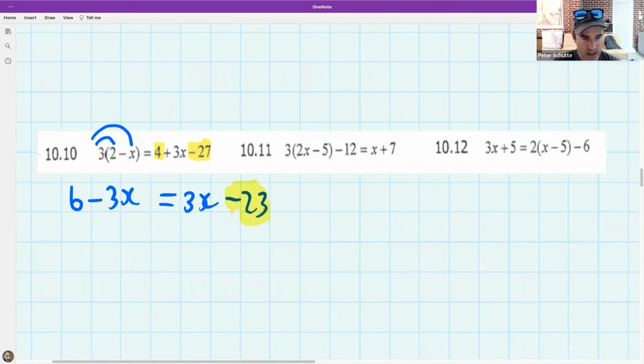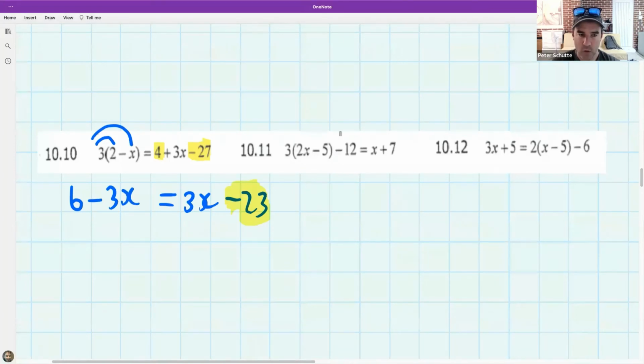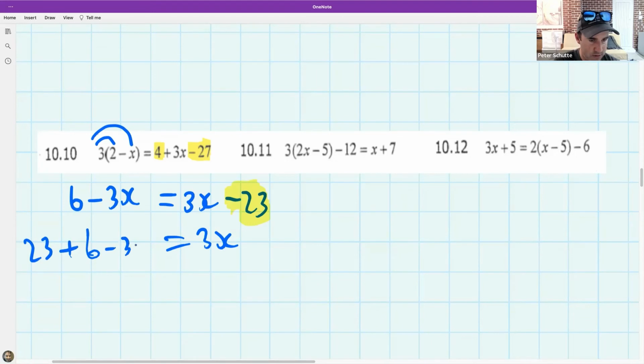So if I do that, what is the opposite operation of minus 23? I'd love someone to put that in the chat. What's the opposite operation? It's plus. Okay, so I'm going to add 23 on the one side, and I'm going to get left with a lonely 3x. But then on this side, I have 23 plus 6 minus 3x. Now, guys, notice how my minus 23 reappeared on the other side because I added 23 to both sides.